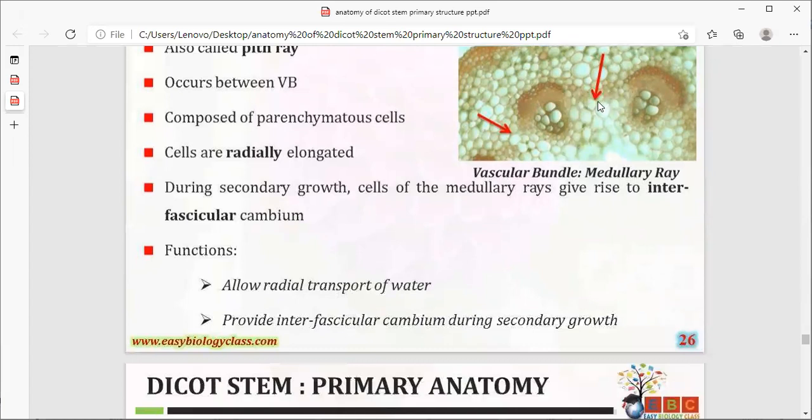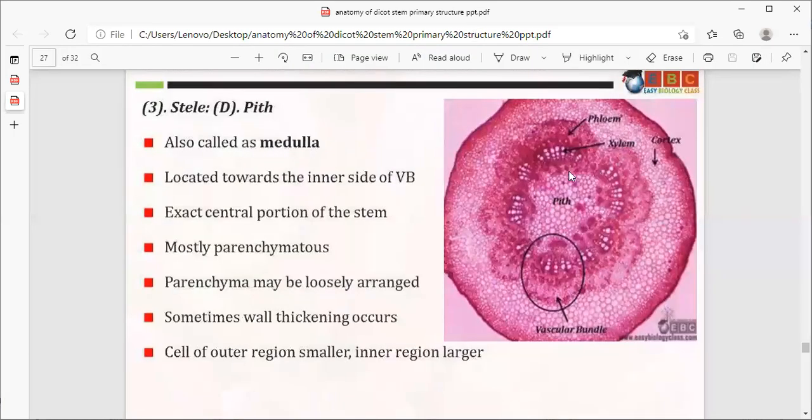So next here, fifth region, last one. So this is the center part here. That center part of the stem is called the pith. It is also called the medulla. This region is located towards the inner side of the vascular bundle. So this is the vascular bundle, and at the center there is the presence of this pith region, an extra-stelar central position of the stem. Mostly this pith region is made up of parenchymatous tissue. Some kinds of hexagonal structure, loosely arranged, we can find out here.